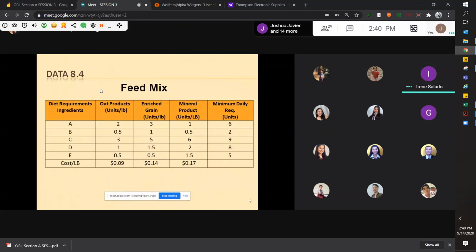Okay, so itatimes natin, kasi yung decision variables nyo ay in pound. Tama? Naka-pound kasi yung decision variable nyo, number of pounds. Tama po? Okay, so dapat pare-pareho sila ng unit.